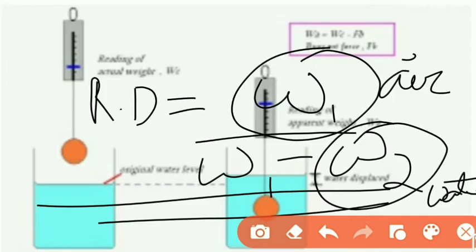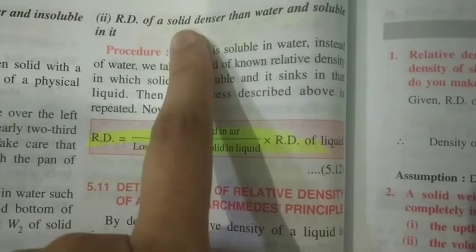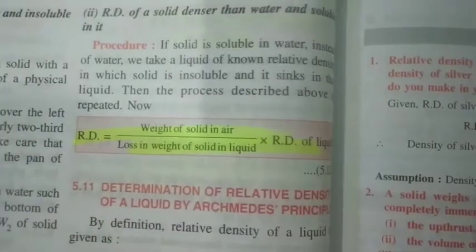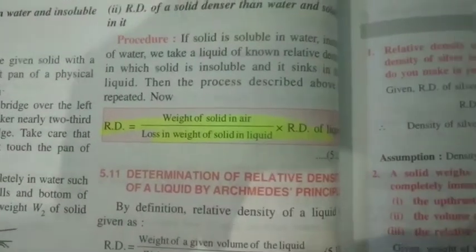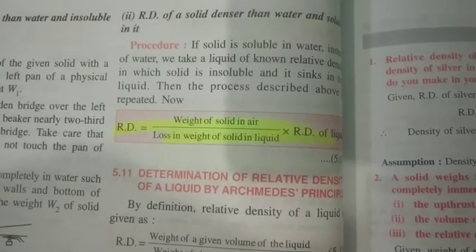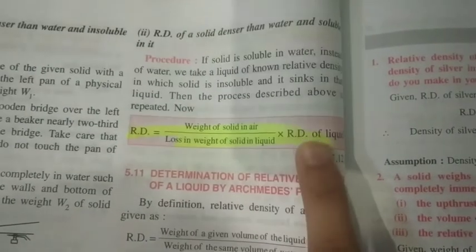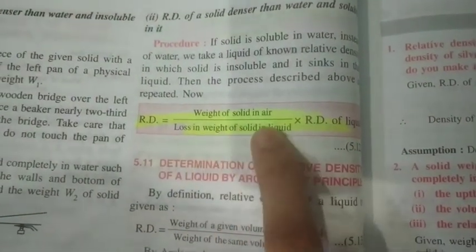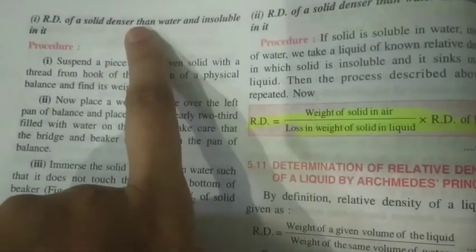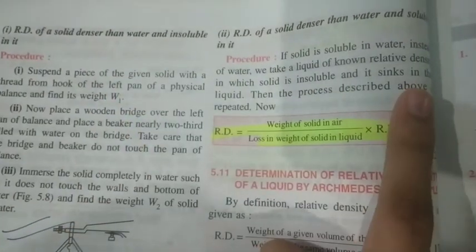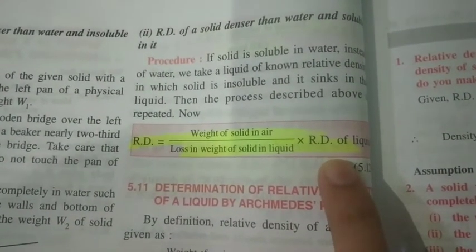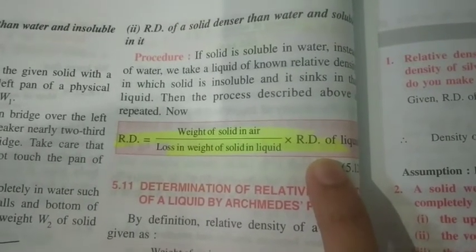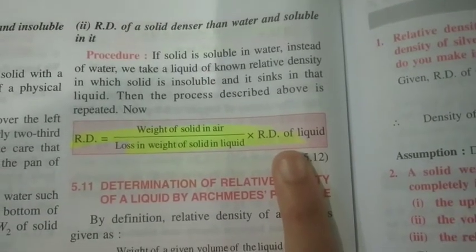Second thing is the RD of a solid denser than water and soluble in water. If a solid is soluble in water, we will take a liquid. In this, for calculating the relative density of the solid which is denser than water, the formula that we will use is the weight of the solid in air upon the loss in weight of the solid in liquid. It is the same as that of the solid denser than water and insoluble in it. This is insoluble and this is soluble. So for the soluble solid, we will take a liquid of known relative density in which the solid is insoluble, that is the RD of the liquid in which the body is insoluble.